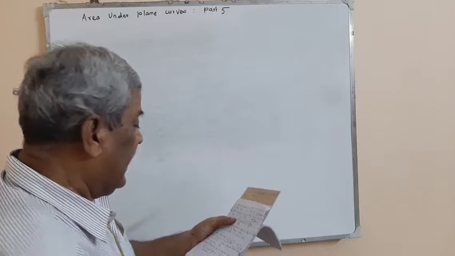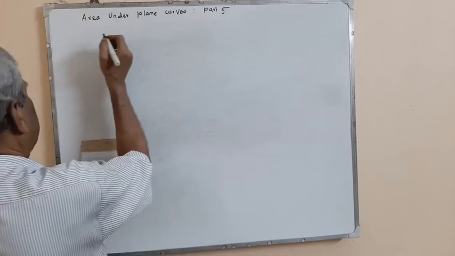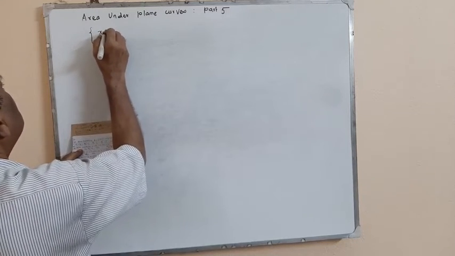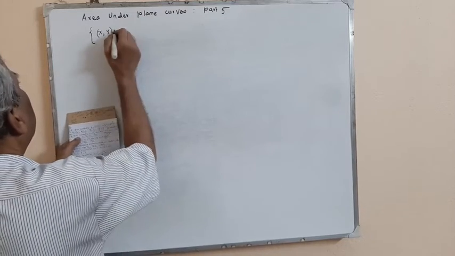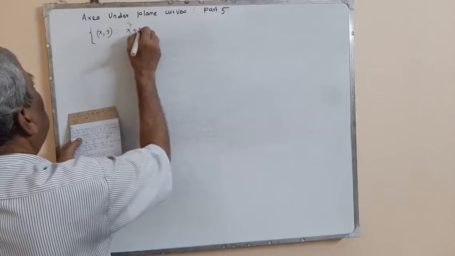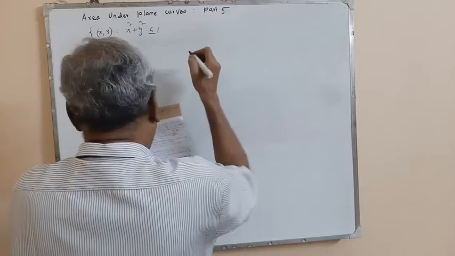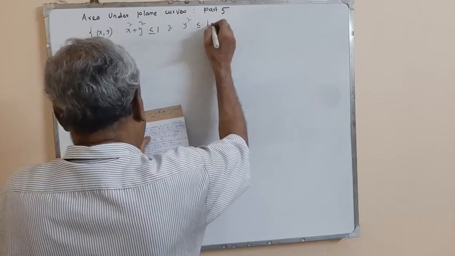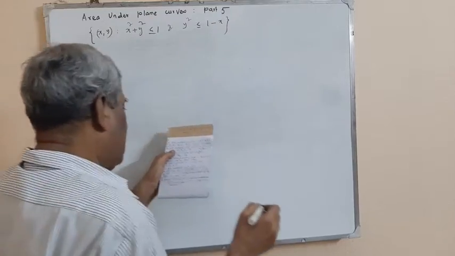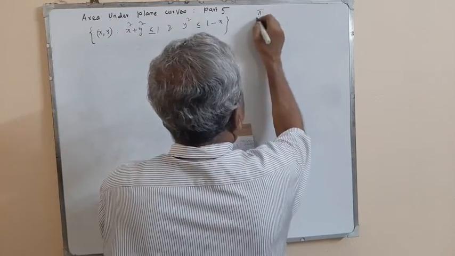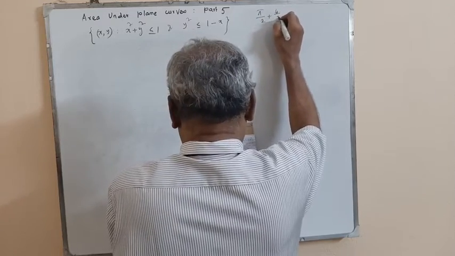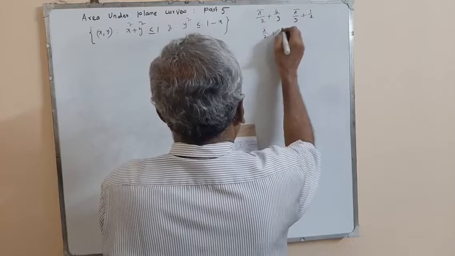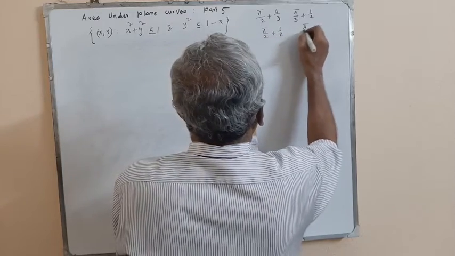Next one: area bounded by the set of points xy such that x square plus y square is less than or equal to 1 and y square is less than or equal to 1 minus x. Options: pi by 2 plus 4 by 3, pi by 3 plus half, pi by 2 plus half, and pi by 2 minus half.